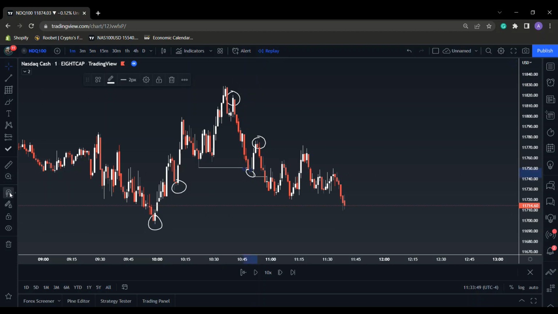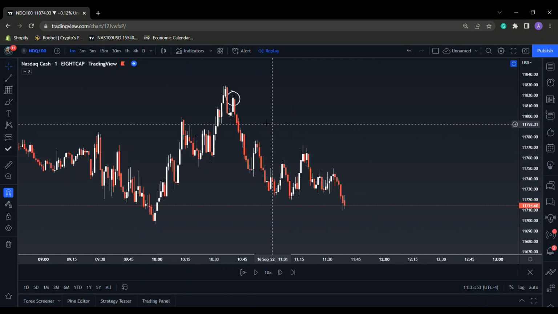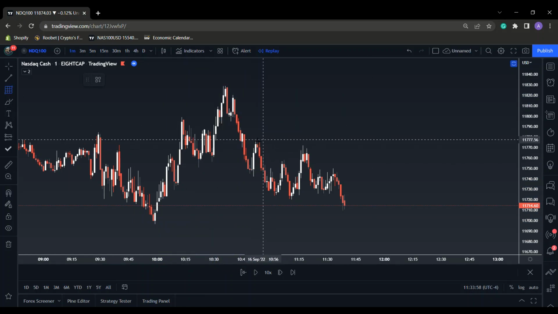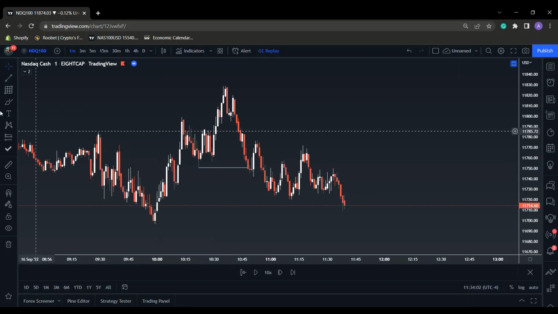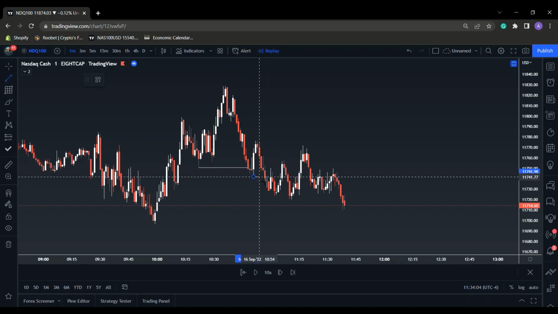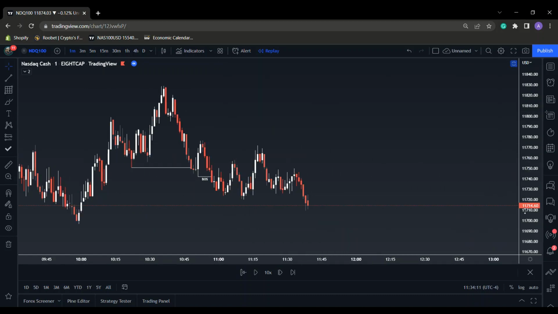So I'm just gonna clear all of this for the time being. Too many circles here for me. Make this quick, simple, and easy for you guys. So we had the first break structure right here, right? And then we had our continuation break structure, our confirmation break structure right here.